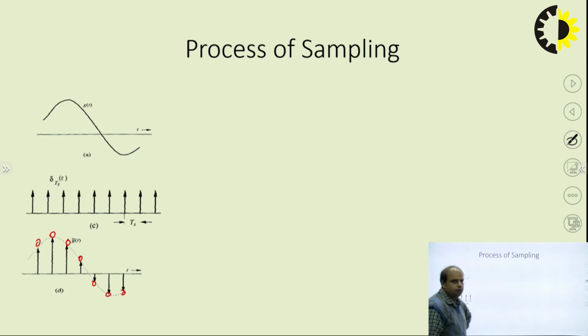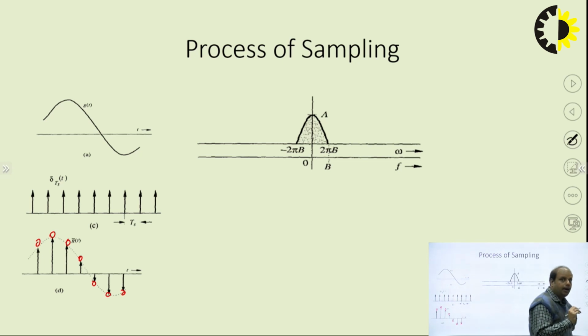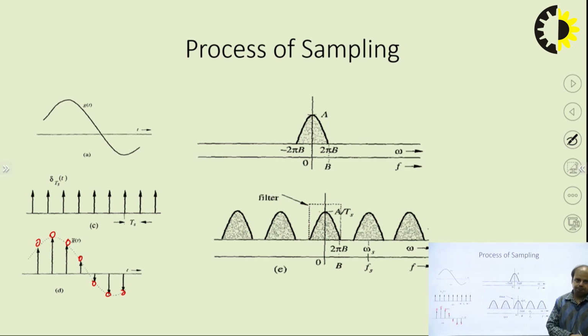What happens in the frequency domain? If I have a band limited signal, we are assuming that beyond B hertz the spectrum of the signal does not exist, and this of course is the Fourier transform of the continuous time signal. The Fourier transform of a train of impulses is also a train of impulses. If you take the samples, the Fourier transform of the sampled signal will be something like this: multiple copies of the same signal will be created in the frequency domain.